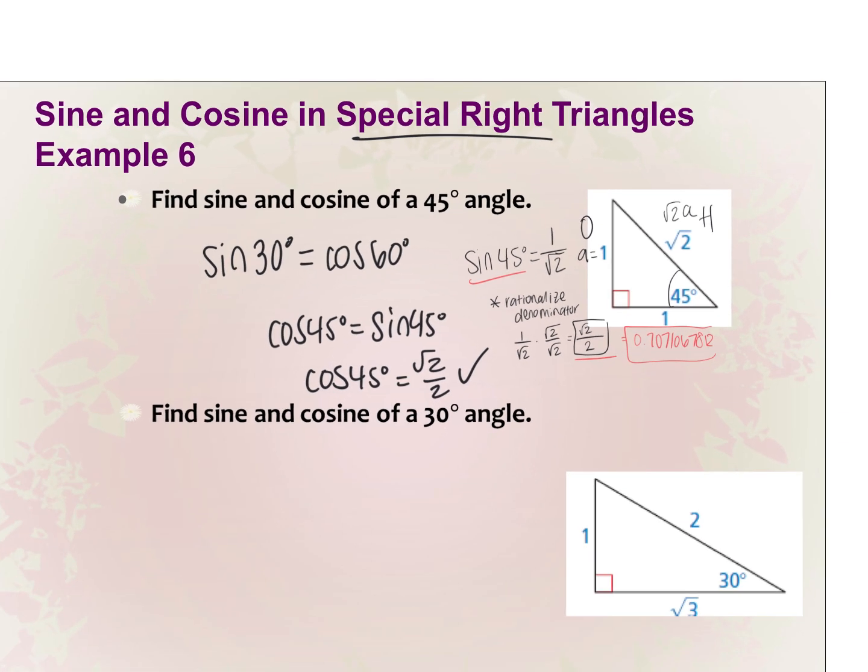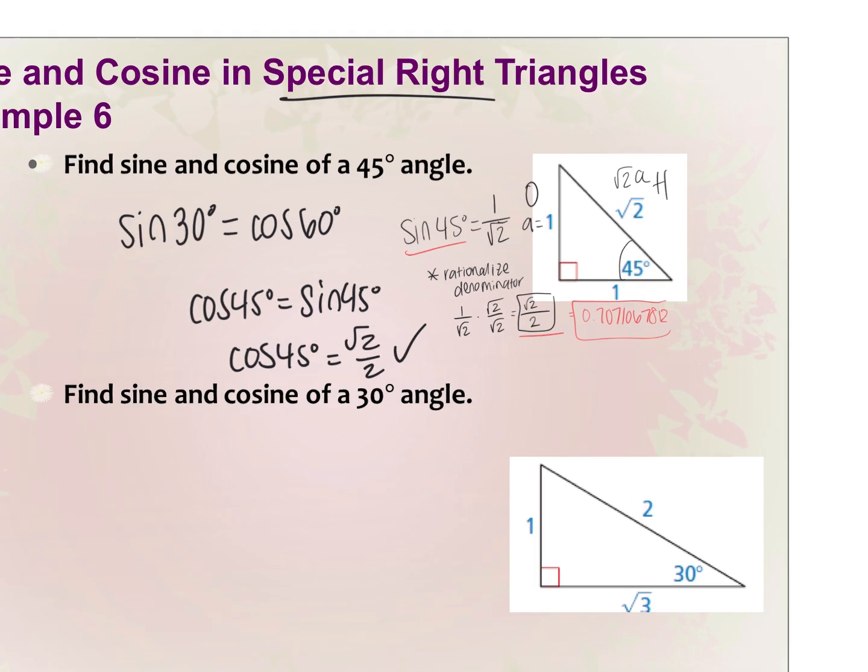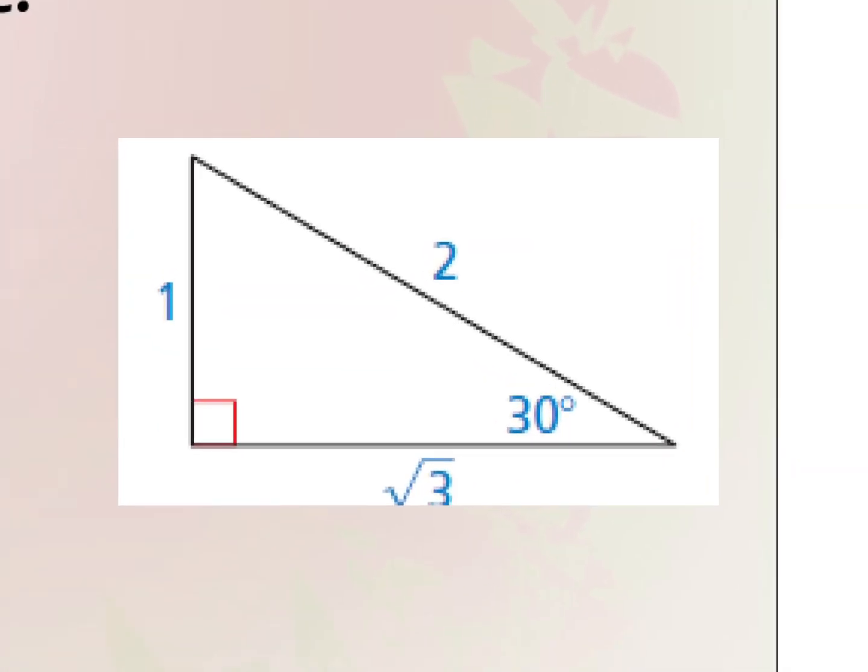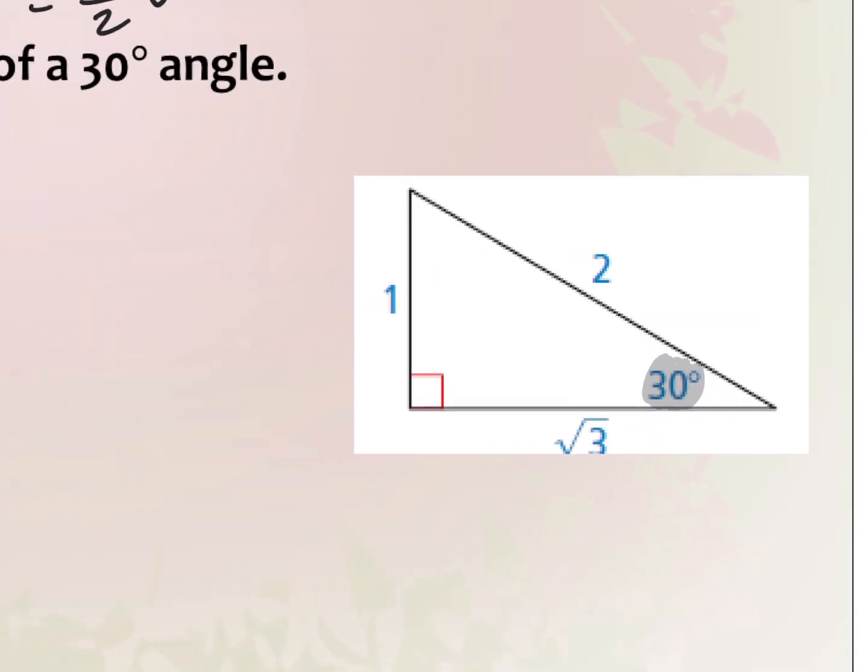Now, the second one, we're now dealing with a 30, 60, 90, because it says the sine and the cosine of a 30-degree angle. Okay? So let's take a look down at our diagram. Let's focus on this angle. And let's go ahead and find the sine of 30 degrees.